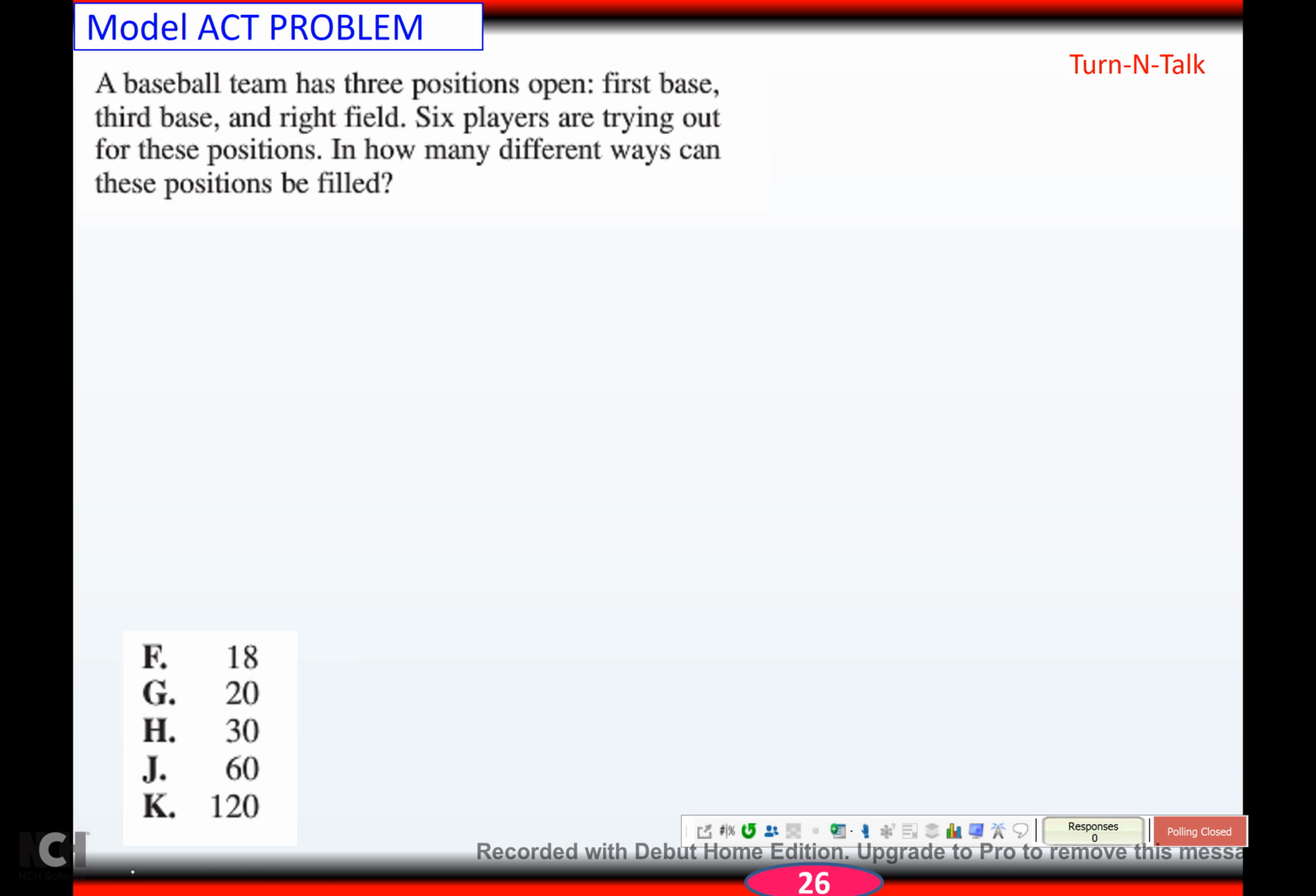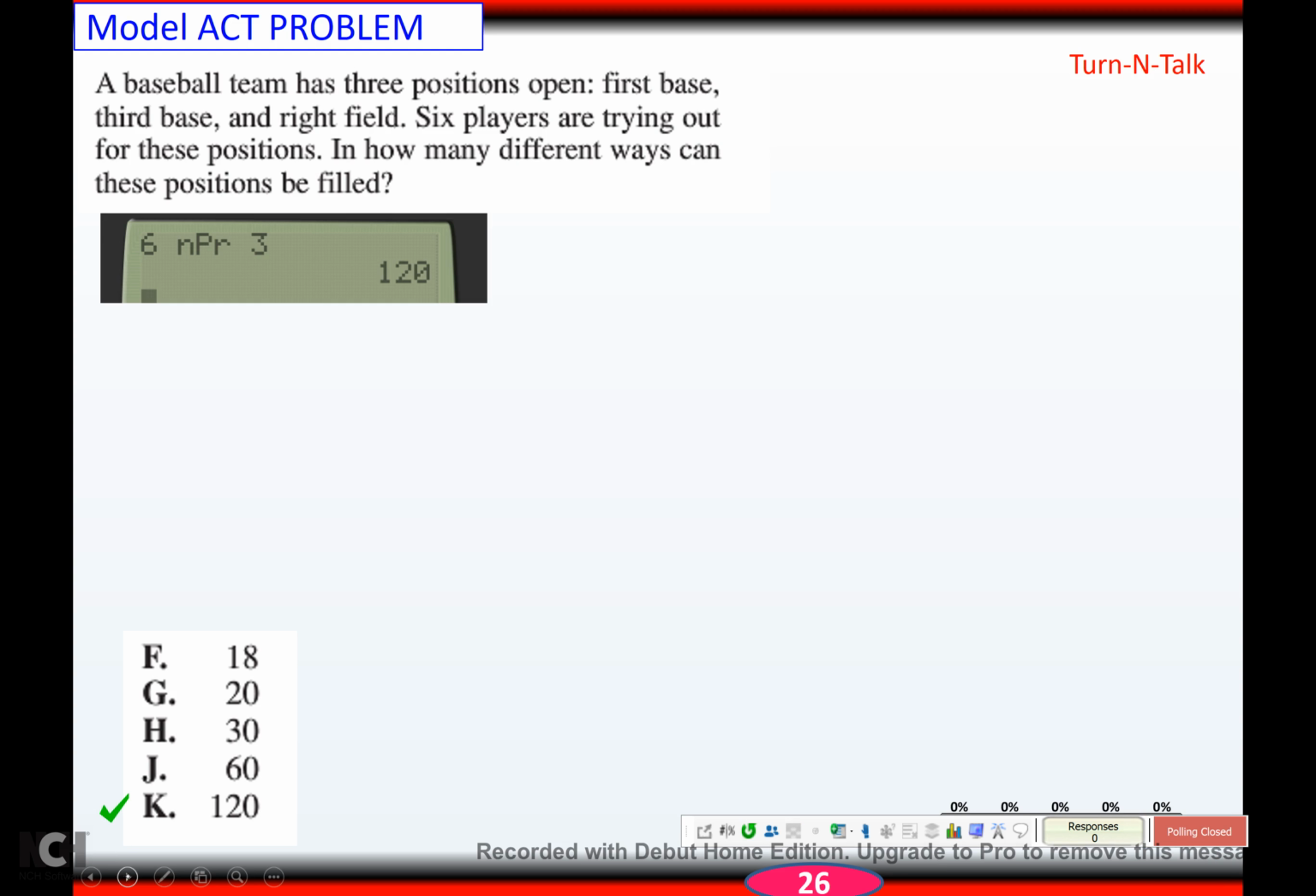Alright, try this one. Hit pause. Come back when you're ready. And hopefully you got K. It says the baseball team has 3 positions open. First base, third base, and right field. 6 players are trying for these positions. In how many different ways can these positions be filled?